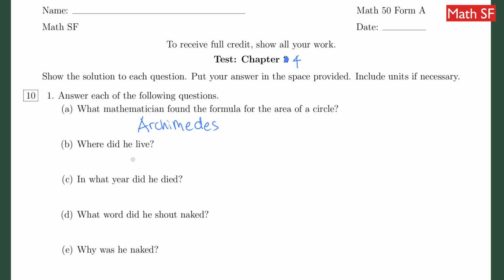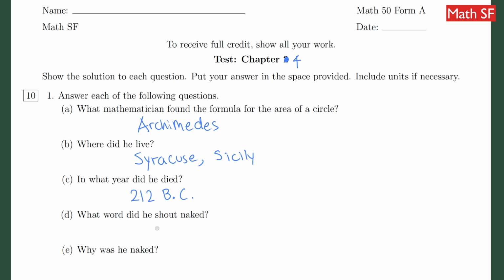And where did he live? He lived in Syracuse, Sicily. So Syracuse, let me spell that. Syracuse, Sicily. In what year did he die? He died in the year 212 BC.